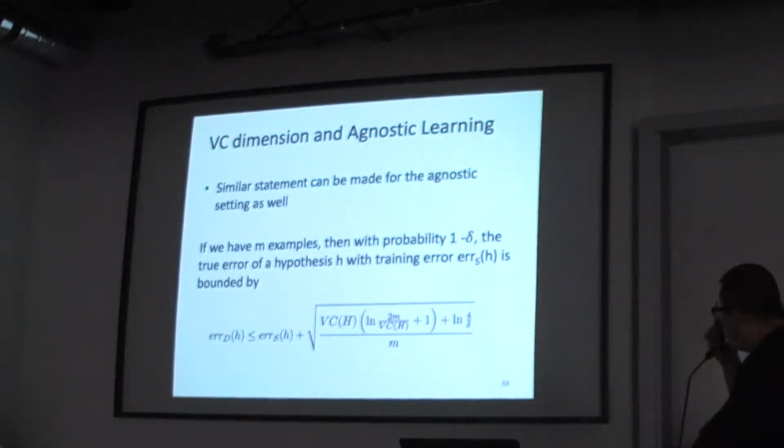Here we just list the details about the sample complexity bound with this dimension. Suppose we have m training examples. Then we claim that with probability at least 1 minus delta, the generalization error of the learned hypothesis h is upper bounded by the training error of h plus a term determined by the VC dimension, the number of training examples, and of course the confidence level delta.